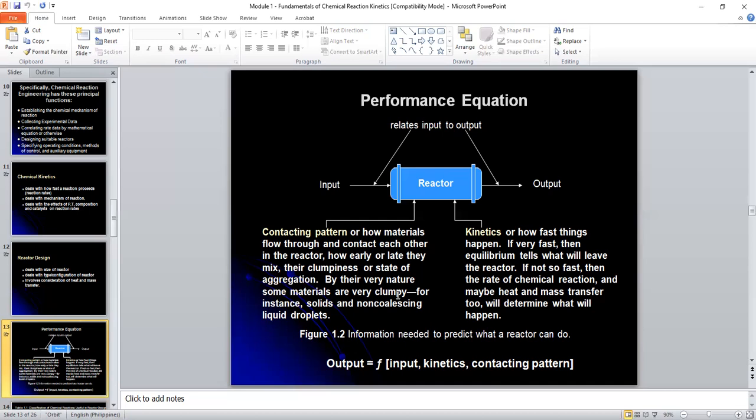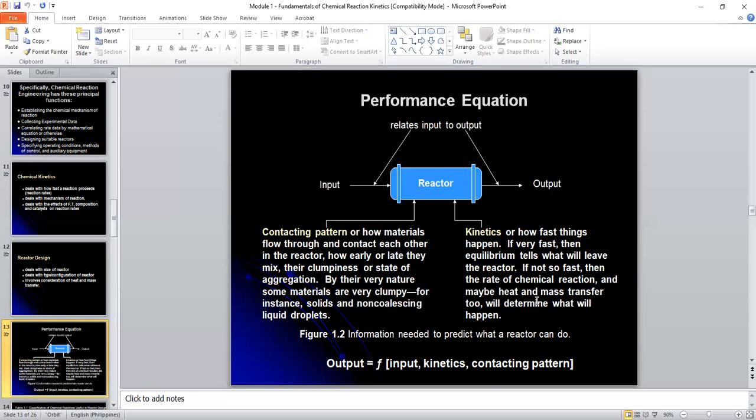If it is very fast, then equilibrium tells what will leave the reactor. If the reaction is very fast, the state of equilibrium, meaning a balance already, meaning the rates of the forward and the reverse reactions are equal, tells you what will leave your reactor. Now, if not so fast, then the rate of reaction and maybe the heat and mass transfer will determine what will happen. So if it's not so fast, it will be all about kinetics, and we need to consider also heat and mass transfer.